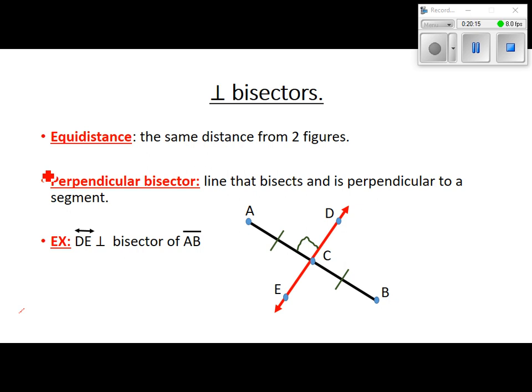So equidistance, same distance from two figures or two points or whatever it is. Perpendicular bisector. Equidistance is going to be important here in a minute because we're going to cover a couple of theorems, and those theorems seem hard for students to understand most of the time.